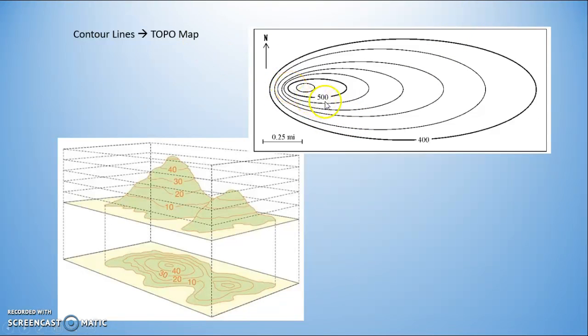Again, we have 1, 2, 3, 4 spaces between. Quick math says that's going to be 20. So this is 400, 420, 440, 460, 480, up to 500. This one up here then is going to be 520.